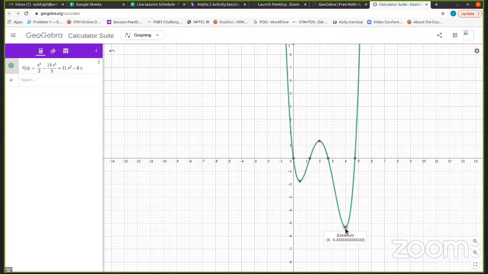That means, sir, can I conclude this way: if any polynomial has odd degree, then it should not have any global maxima or minima?